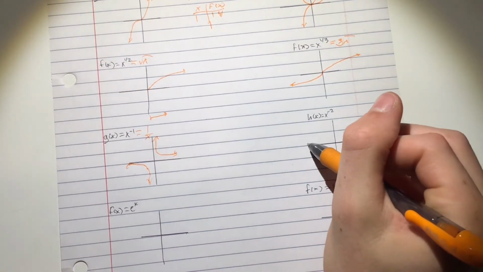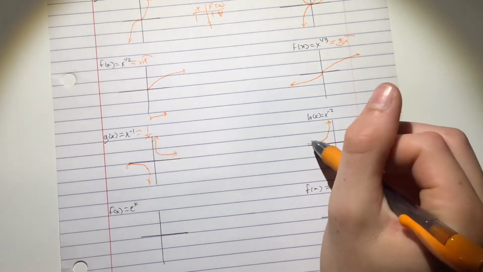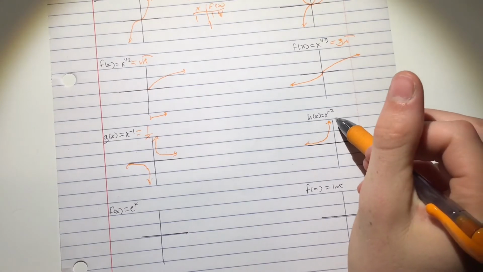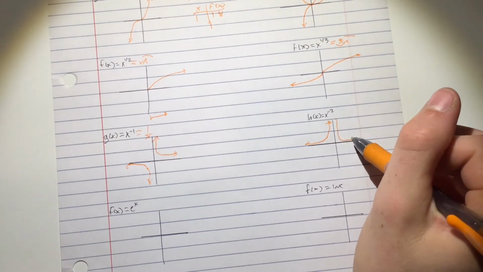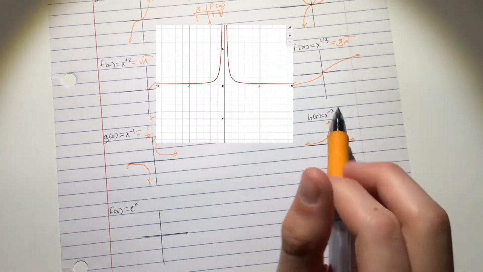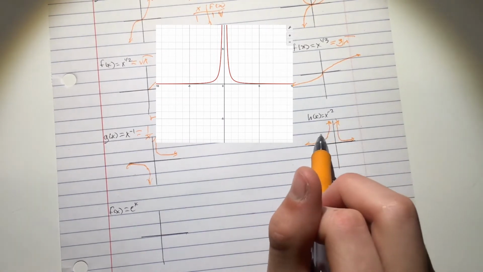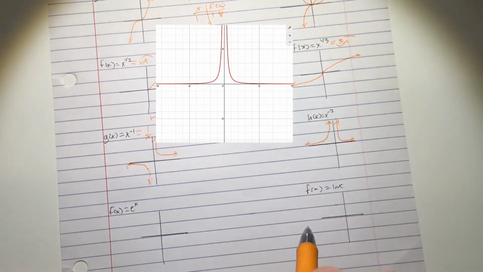And then this one over here kind of looks like if you took x squared and cut it in half and flipped them, if that makes any sense. So if you approach 0 from the left or the right, both approach infinity.